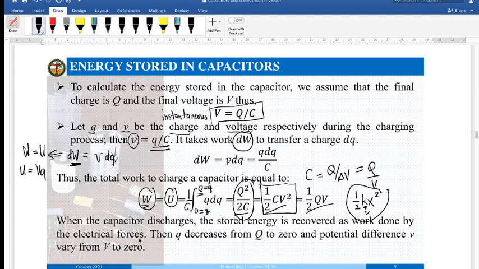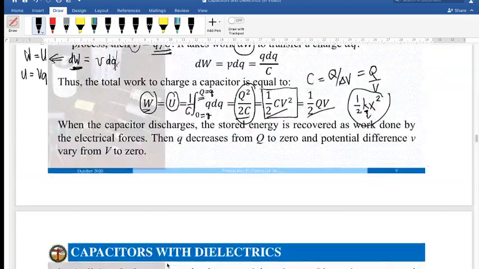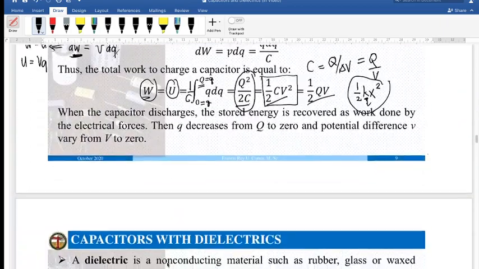So if you want to charge it, you connect it to a battery, or any source. This is usually seen in the flash of phones, because that is the reason a capacitor is found in the flash of phones. Okay, so I think we are done with this one.